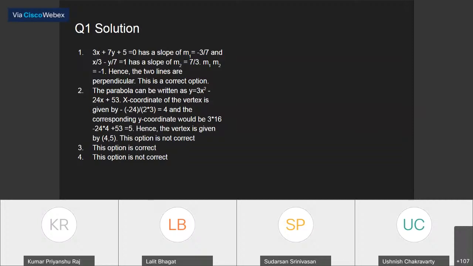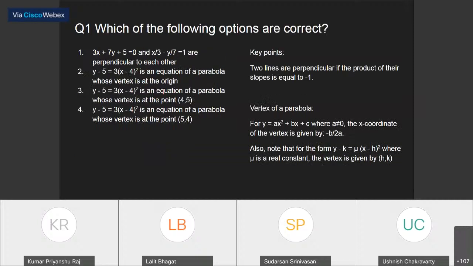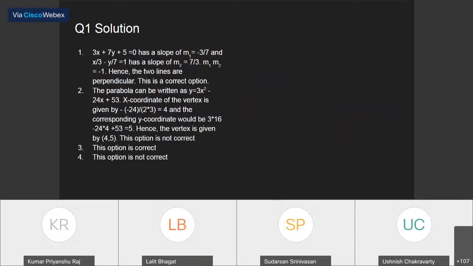Once you find 4, you can substitute the value x equal to 4 in the y equation, y equal to 3x squared minus 24x plus 53. We get y equal to 5. So 4 comma 5 is the vertex of the parabola. The second option says origin is the vertex, so that is not correct. The third option says 4 comma 5 is the vertex, so this option is correct. The fourth option says 5 comma 4, the mirror point, is the vertex, so it is wrong. So options 1 and 3 are correct, and 2 and 4 are wrong.